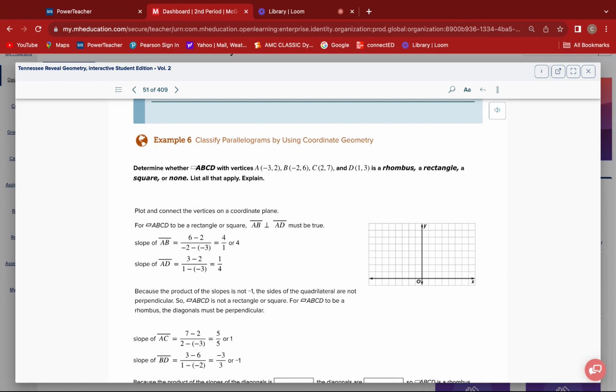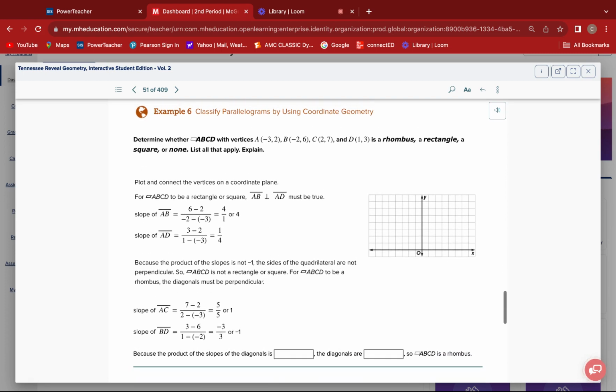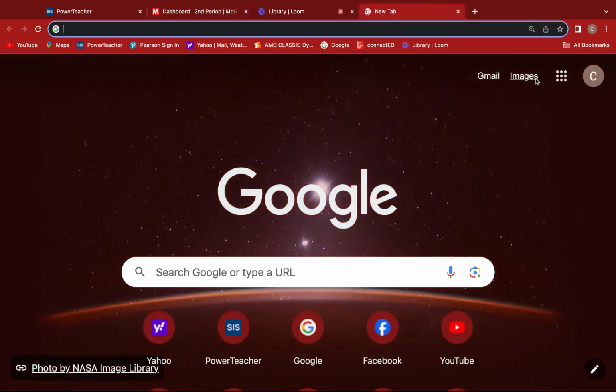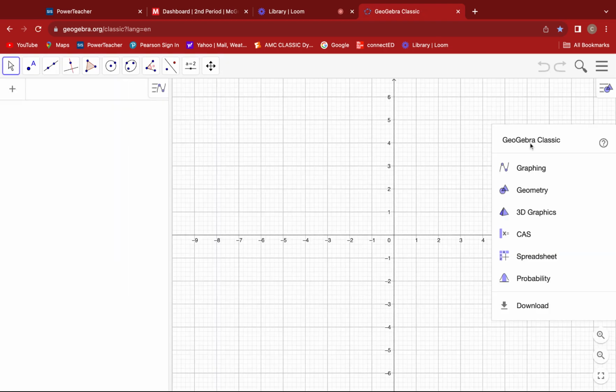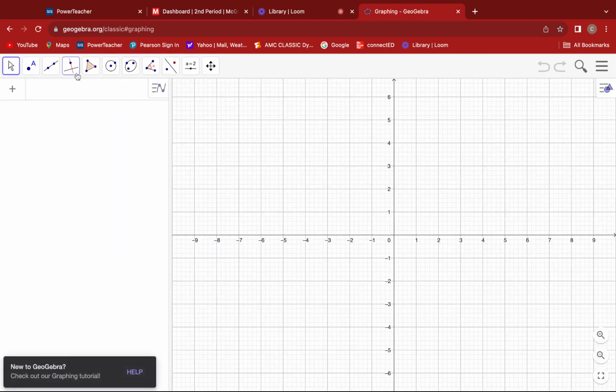You know what? This, I think, is going to be a good problem for GeoGebra. Let's see what we got here. Determine whether ABCD of vertices is a rhombus, rectangle, square, or none. List all that apply. Aha. Yes, I am most definitely using GeoGebra. And I like doing this, you guys. Changing it up. Give my students something else to do. And this is a great hands-on activity for your hands-on learners. There's nothing wrong with that.